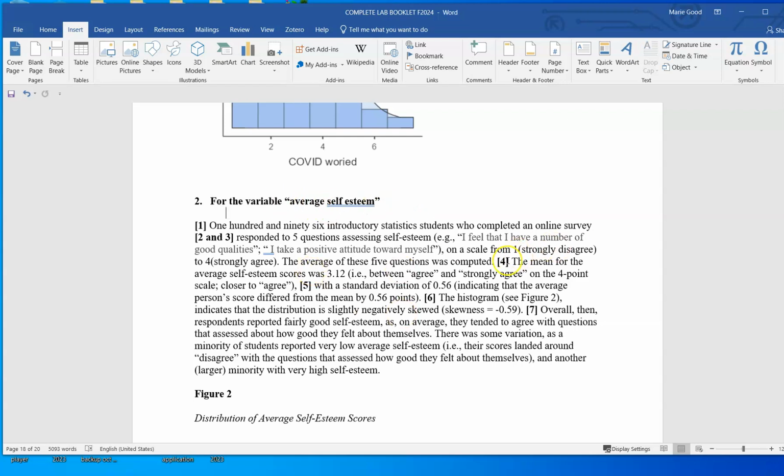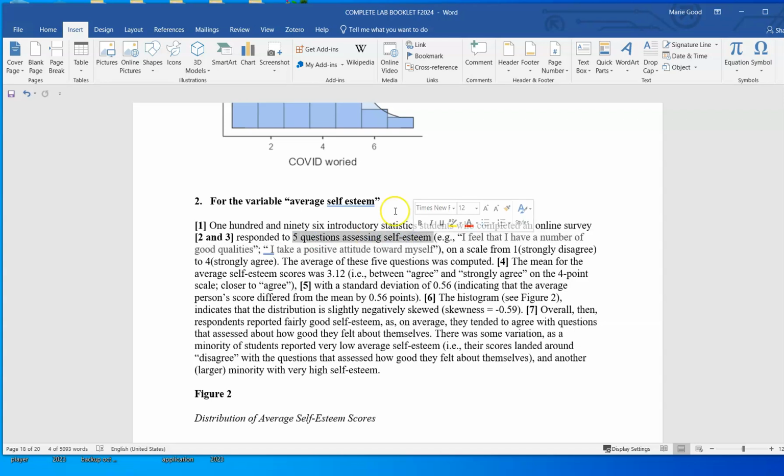So here's how I would do point 3. Okay, so it's kind of combined with giving information about the question and the values. So they're saying responded to 5 questions assessing self-esteem. And then again, you give specific examples of some of the questions that were used. Okay, so remember there were those 5 questions about self-esteem.